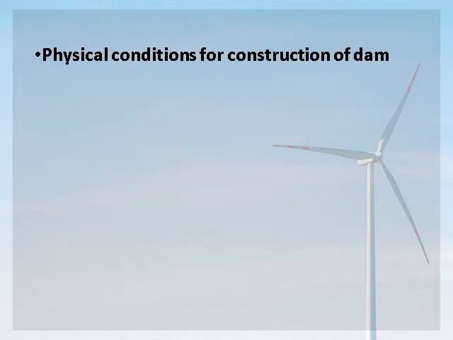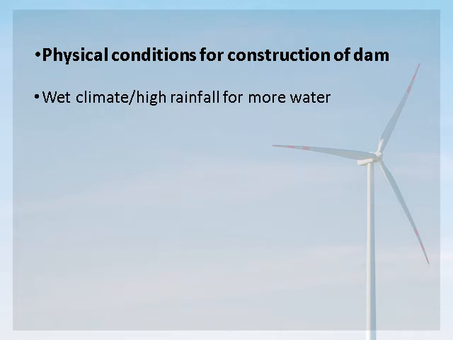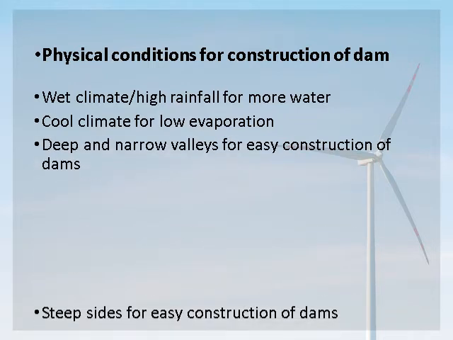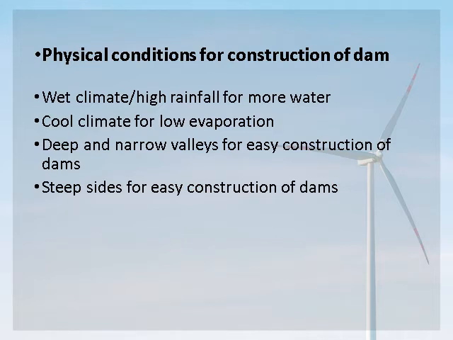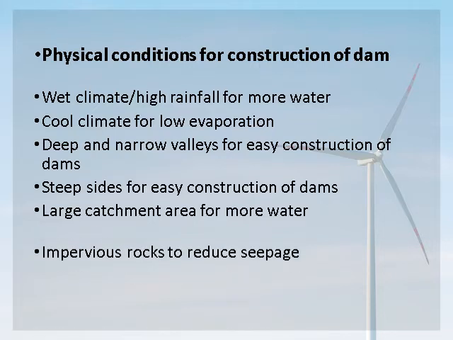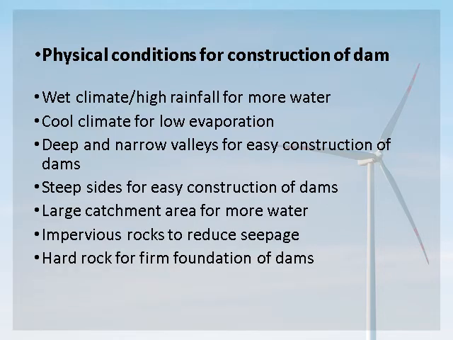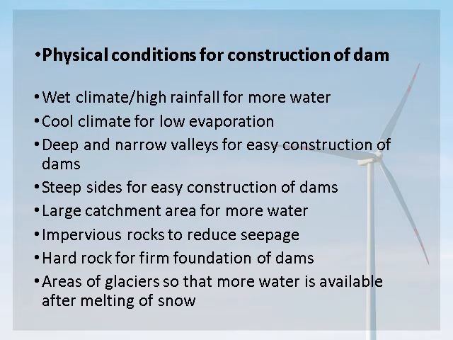Physical conditions for construction of dam: wet climate or high rainfall for more water, cool climate for low evaporation, deep and narrow valleys for easy construction of dams, steep sides for easy construction of dams, large catchment area for more water, impervious rocks to reduce seepage, hard rock for firm foundation of dams, areas of glaciers so that more water is available after melting of snow.